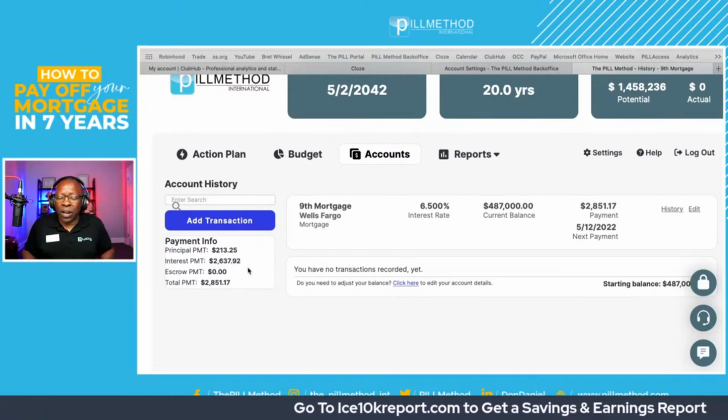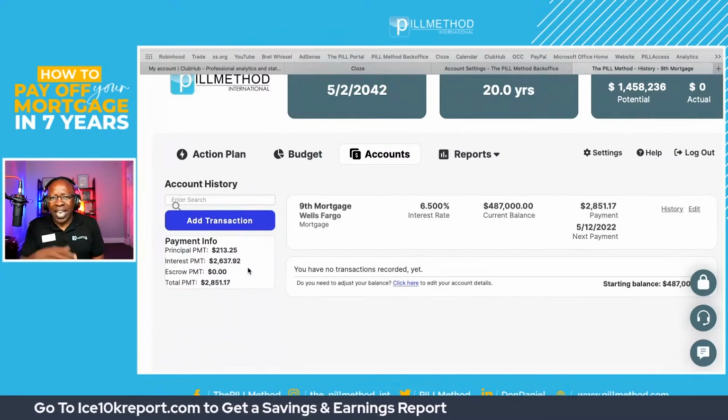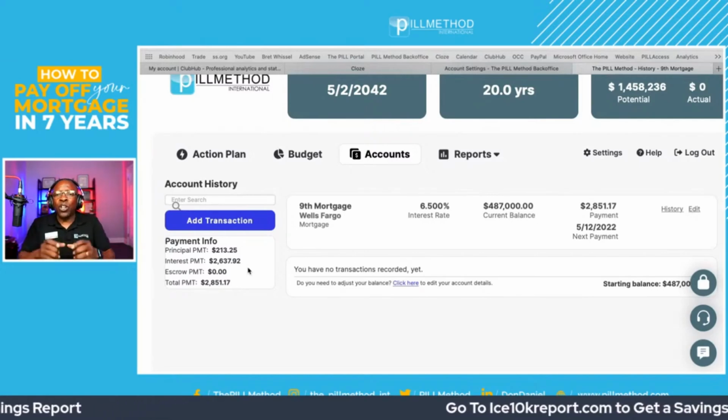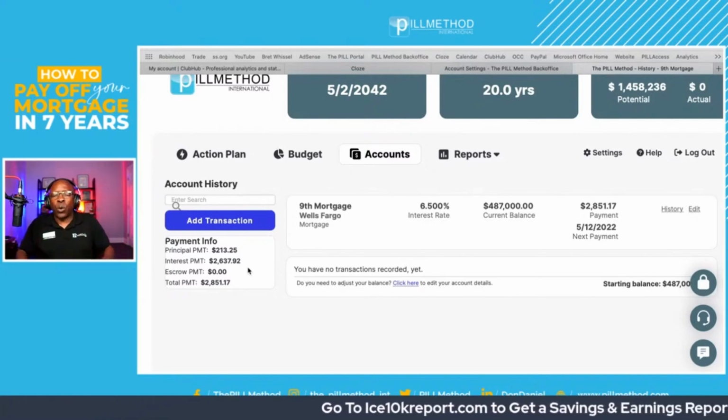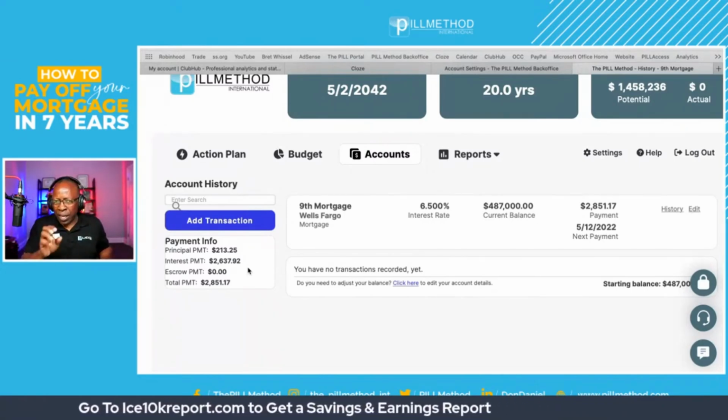$2,637.92. Don, I thought I heard you say that the real estate investor was better off at 6.5%. Look at that interest payment. Look at the tiny amount that goes to principal. Look at the huge amount that goes to interest. How is that better? Here's why.